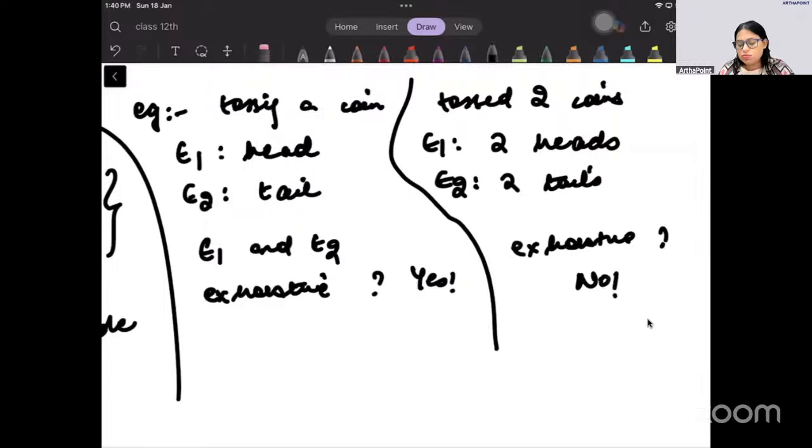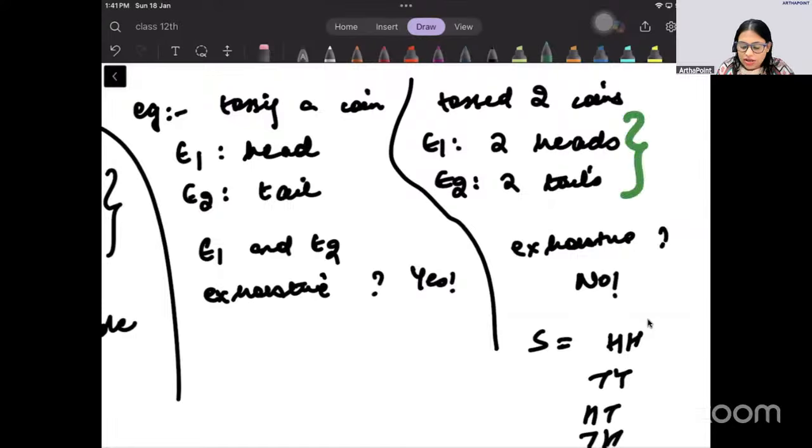Answer is no. Because what is my sample space? Two head, two tail, head tail, tail head. So do the events E1 and E2 exhaust the entire sample space? Have they included everything? No. So exhaustive means that when I write these events, do they include the entire sample space or not?